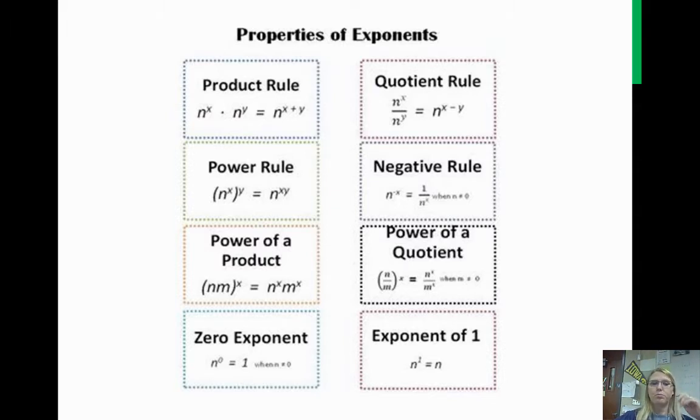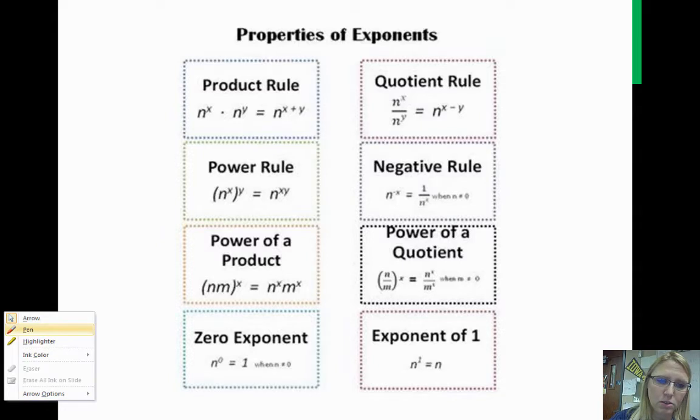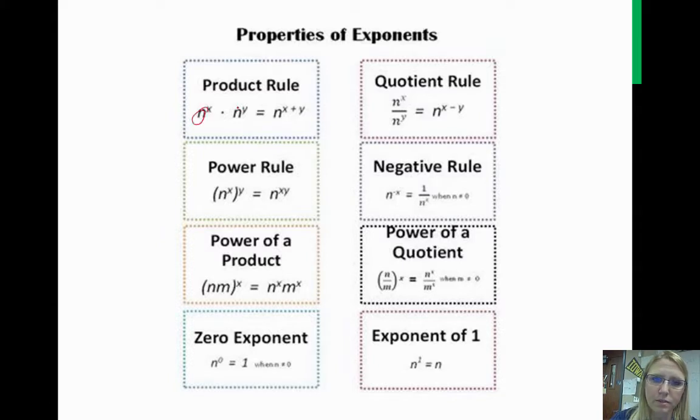All right, so property rule. The product rule is when you are multiplying two exponents together and they have the same base. And what I mean by the same base is notice that they both have n for the base. When you multiply those together, you are actually adding the exponents. So another example of that would be 2 to the 5th times 2 to the 3rd. That would be 2 to the 8th because I'm adding the two exponents together and keeping the base the same. So that is the product rule.